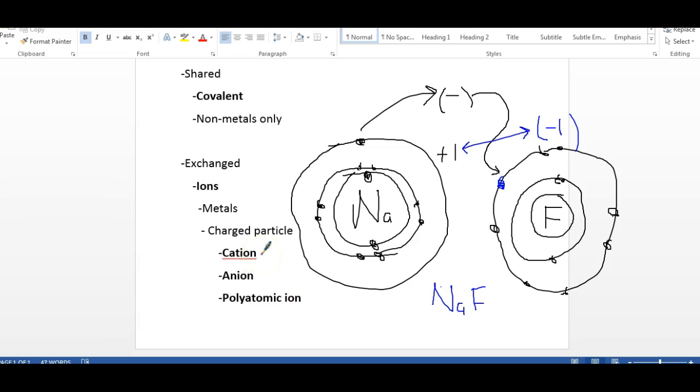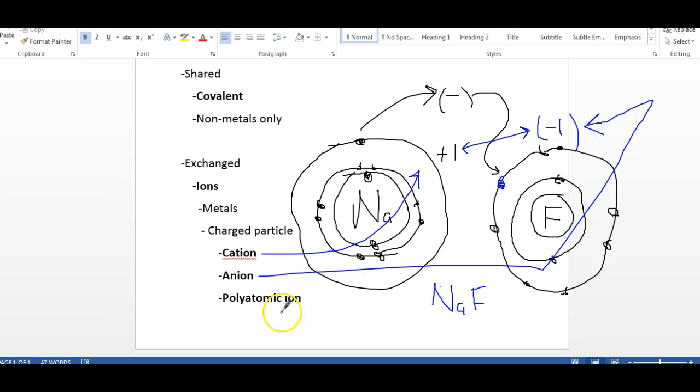If it's a positive ion, that's a cation. So sodium is a cation, and then fluorine's a negative ion because it's negatively charged, so it's an anion. And then we have these polyatomic ions, which are groups of elements like CO3, and then they form a -2 charge. So that's a group of atoms joined together that have a charge, and this would be carbonate. You can just write that down.